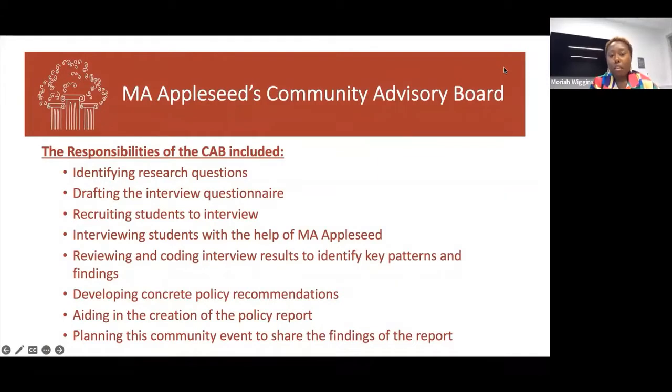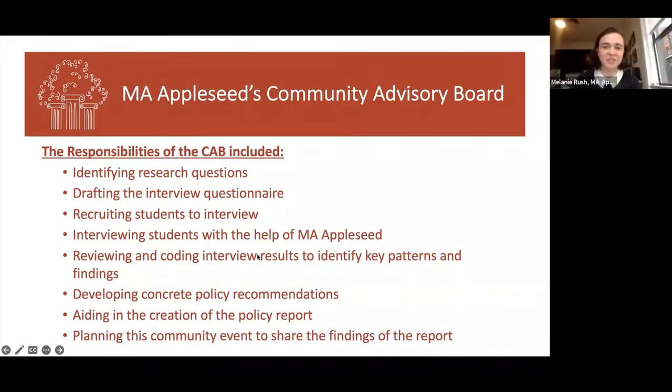Yeah, so being a part of the community advisory board, we were given a lot of responsibilities, which was really cool, to have such a leading role in this experience. Those responsibilities included identifying the research questions that we later asked the participants, drafting the interview questionnaire, recruiting students to be interviewed, and interviewing students with the help of Mass Appleseed. Definitely a lot of help came from Melanie in that. We also reviewed and coded interview results to identify key patterns and findings. I really got to help a lot with that part, along with Jalissa. That was a lot of fun, being able to break down our findings. We developed concrete policy recommendations, aided in the creation of this policy report, and then finally, we helped with planning the community event that we're doing right now.